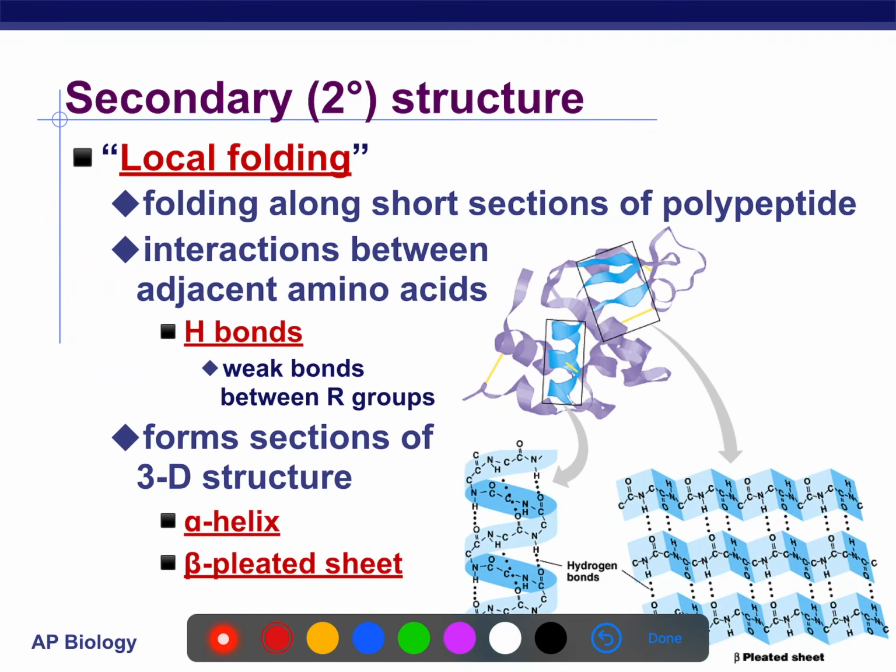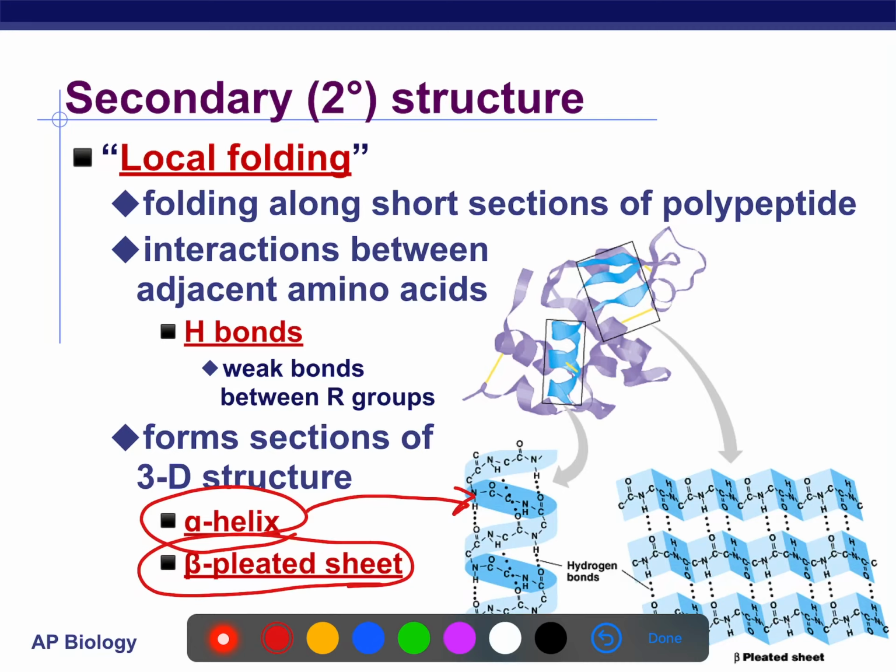So the secondary structure, we'll refer to that as local folding. Pretty much it's just when the amino acid chains start getting connected with amino acids that are close to it through hydrogen bonds. And there are two structures that they can form, an alpha helix or a beta pleated sheet.